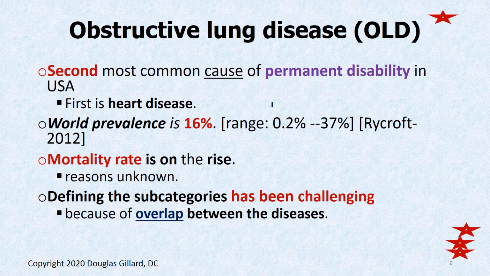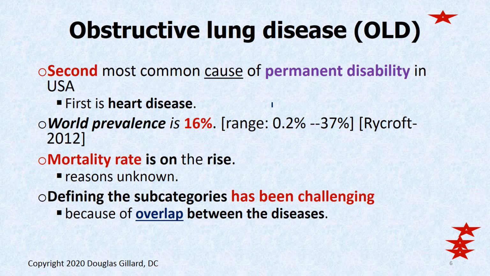So back to obstructive lung disease. Some stats on it. It's the second most common cause of permanent disability in the USA. The first is heart disease. The world prevalence is about 16%. Let me say that again. The world prevalence by some researchers has been seen to be at 16%. It's not as high in our country, but that is a huge number. Mortality rate is also on the rise from this, even though we're getting better at treating it. So it's another one of those, is it something in the environment? What's going on? We don't know for sure.